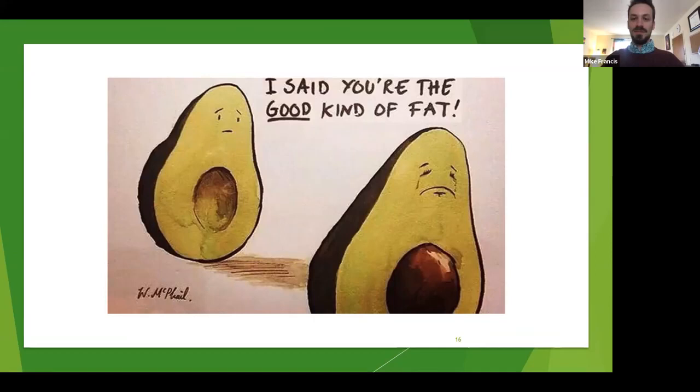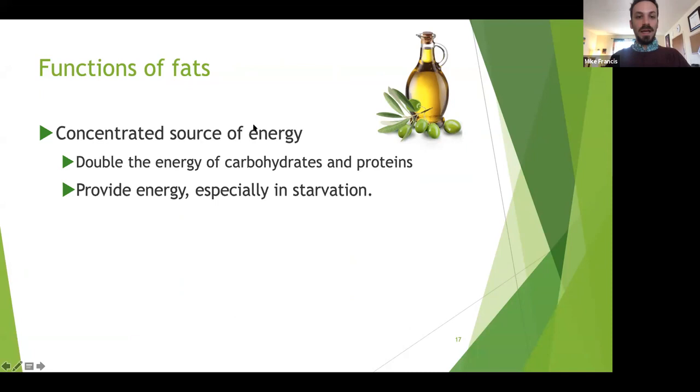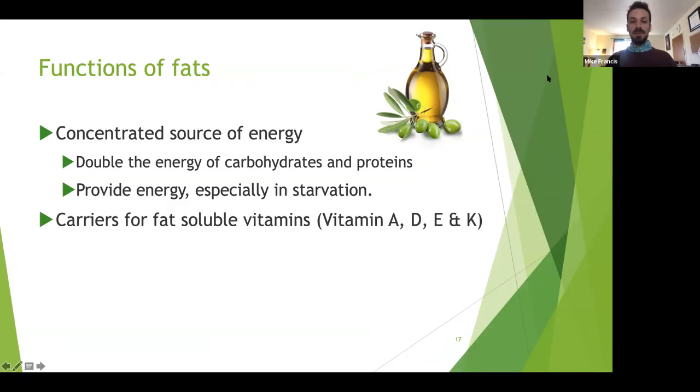So what do fats do? Well, they're a concentrated source of energy. In terms of caloric content, 1 gram of fats has about double the energy of carbohydrates and proteins. They provide energy, especially if you're a person who's starving, your body is going to start consuming your fat stores and that's going to keep you alive. And there's also certain vitamins like vitamin A, D, E, and K, which are only fat soluble. And so you need fat in your body to transport these fat soluble vitamins.